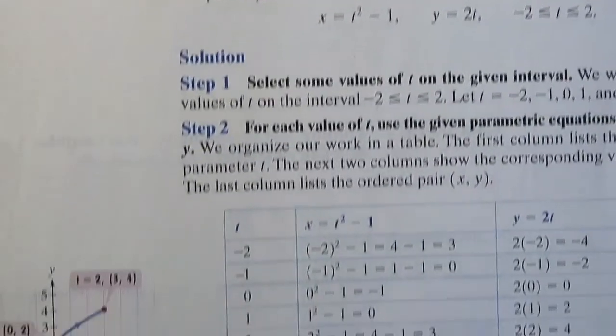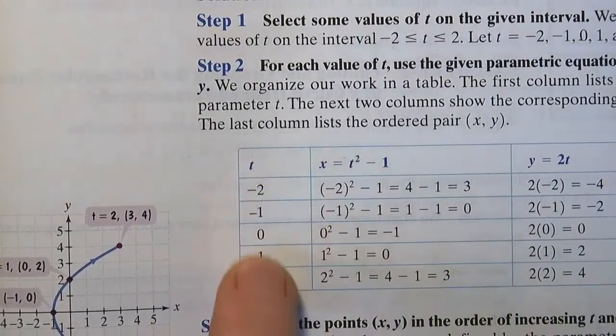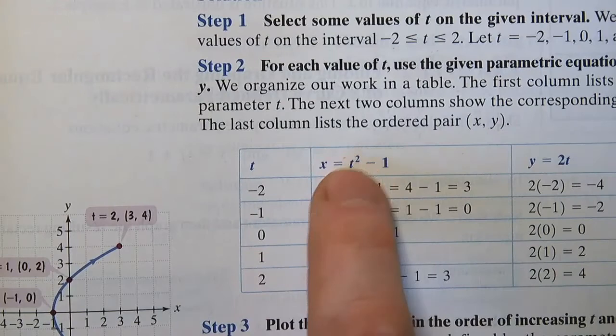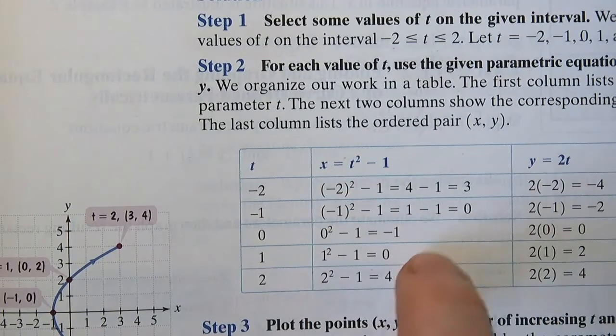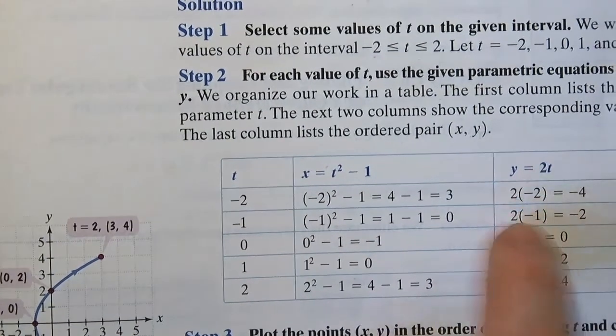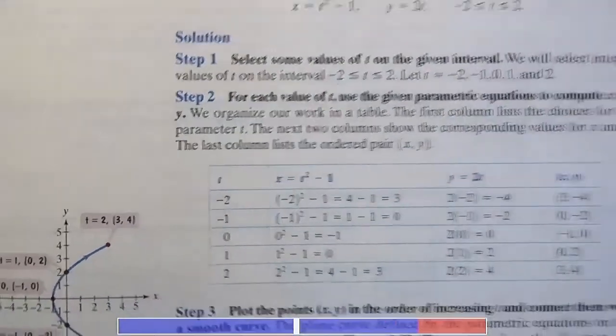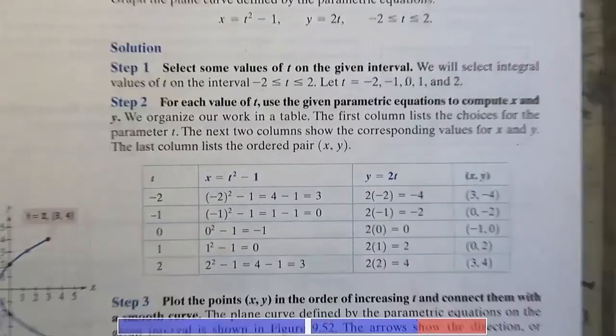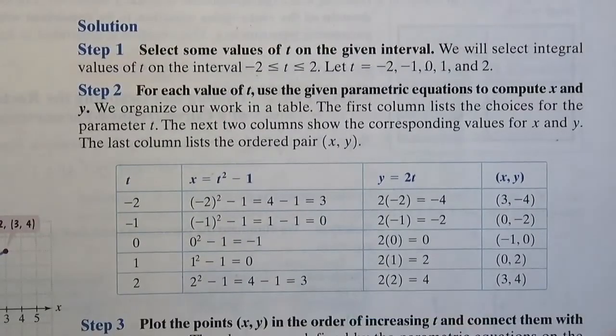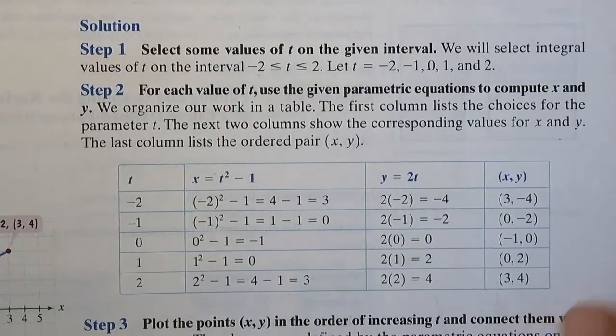Okay, so here's your little table. -2 to +2. Here's x. They plugged them in and they got some numbers. Here's 2 times the t's. They plugged them in and got some numbers. Zoom out a little bit. So over here, this is the book. This is page 889. This is example 1. This is 9.5, example 1.